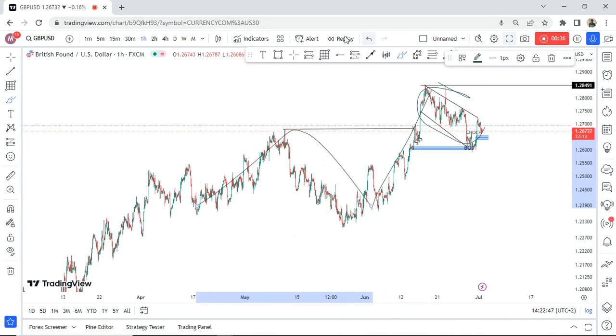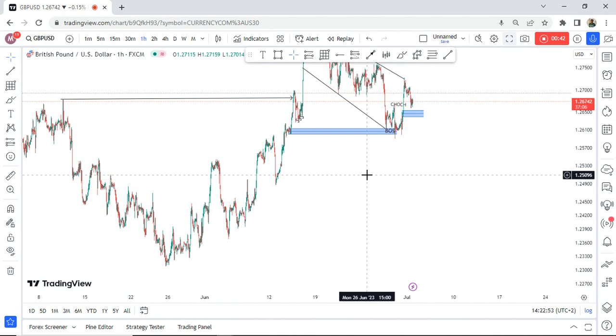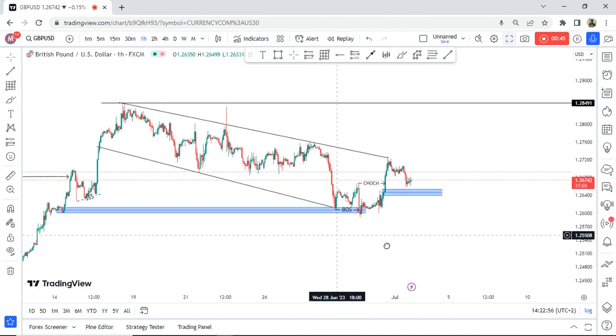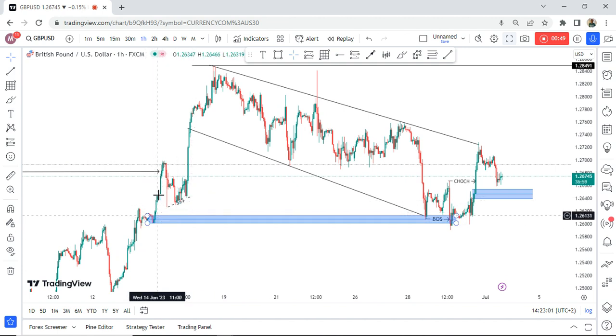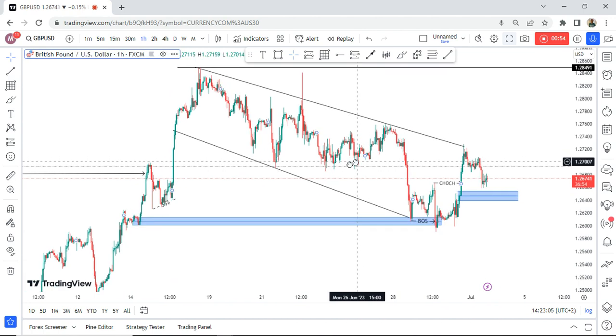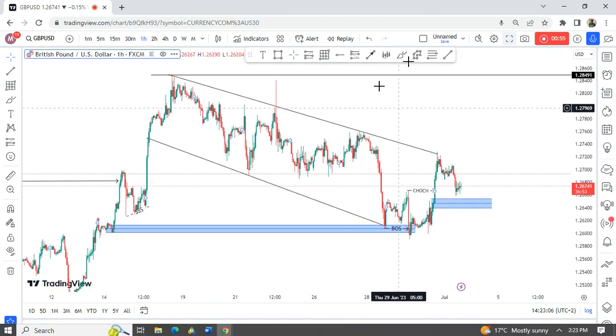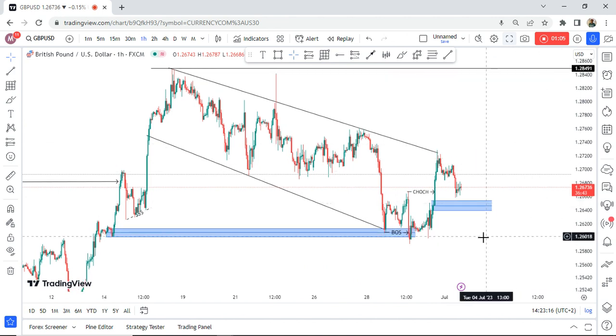So what I'm gonna do right now, guys, is just focus on the current correctional phase. In the current correctional phase, what we can spot is that the market came to mitigate this order block, which is in this area, and then it built some form of liquidity above this order block. The market did respect this order block, which is here, but we're not involved in the trade as of yet.